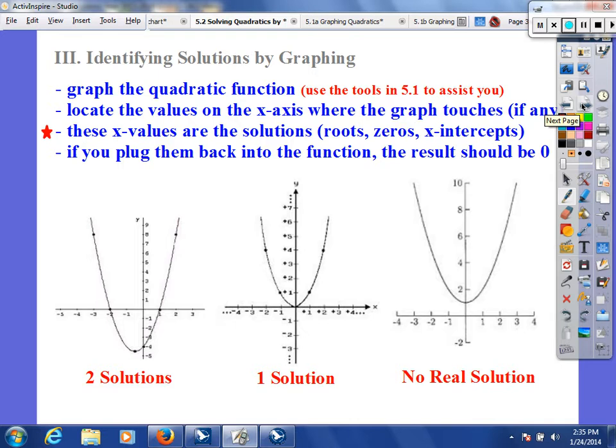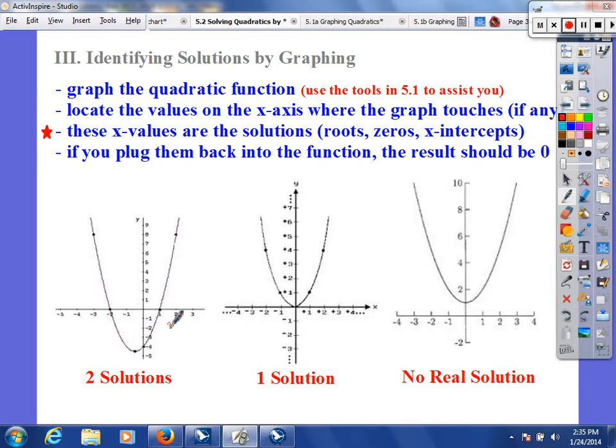Okay? So we're going to do it by graphing. First, what you want to do is graph the quadratic functions. Again, use all the tools that we did in 5.1. You were very good in 5.1 at utilizing the axis of symmetry, the vertex, the y-intercept, a t-chart, and you need to establish this graph, the parabola. Once you have established the parabola, it becomes a little bit easier because all you have to do is locate any of the values that touch the x-axis, if there's any.